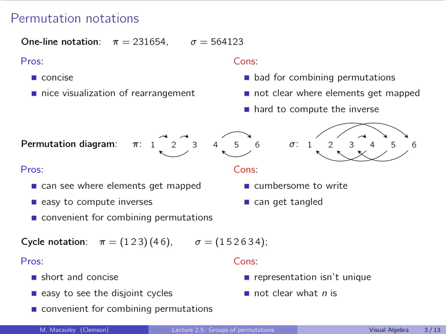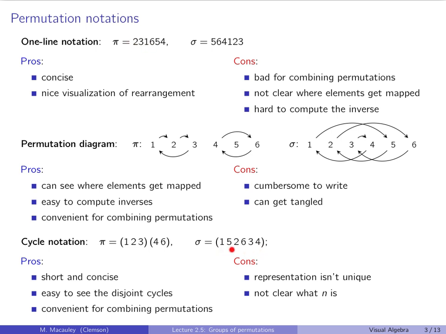Finally, the cycle notation, which will be our preferred. Some pros for this are that it's short and concise. It's a lot less writing than at least this one. Maybe it's arguably not less than this one, but it's easy to see the disjoint cycles. You can see, just like you can here, that you have a cycle of 1, 2, and 3 here, and 4 and 6. You can't really see that up here as obviously, especially if they're more intertwined.